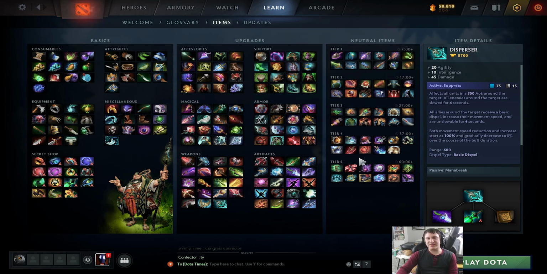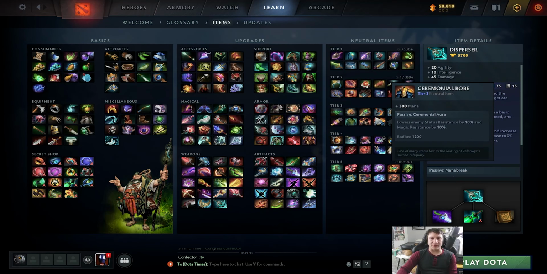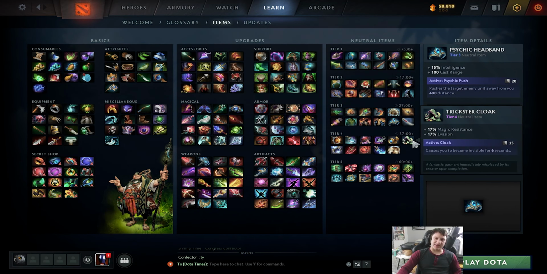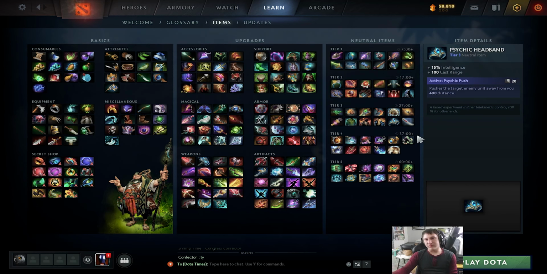Tier 3, this is kind of where it really is based on your hero. You'll see these kind of all get picked up by different people. A lot of people consider this Psychic Headband pretty dang good. Extra 15% intelligence, it scales. I think that's one of the reasons why. And then the cast range is really good.